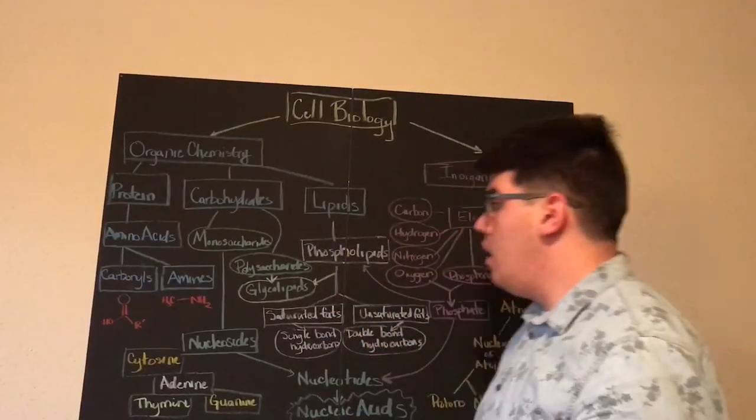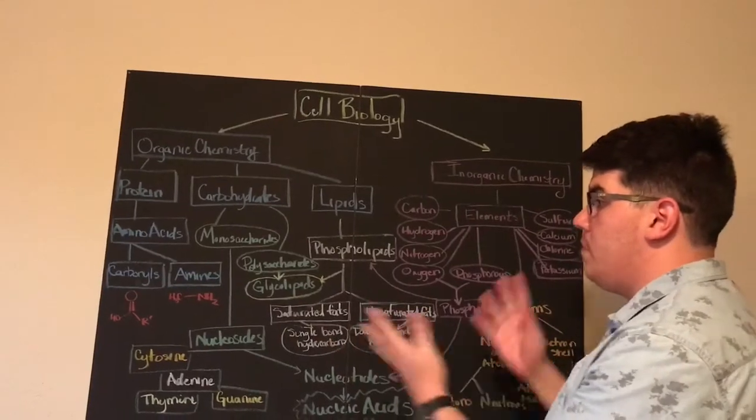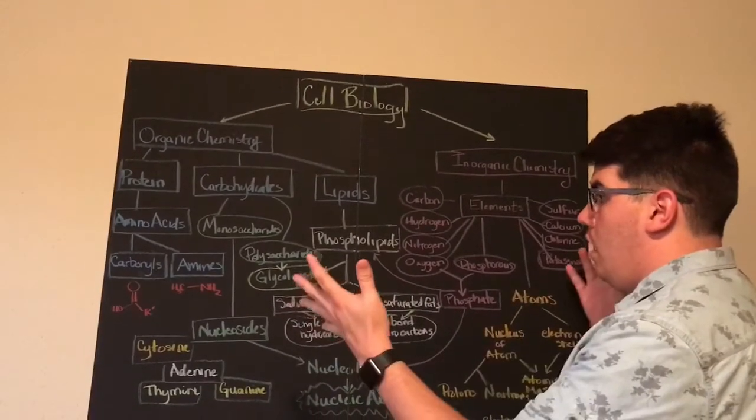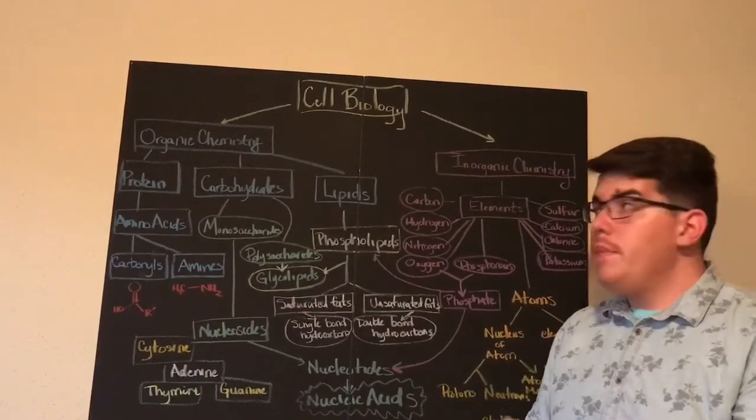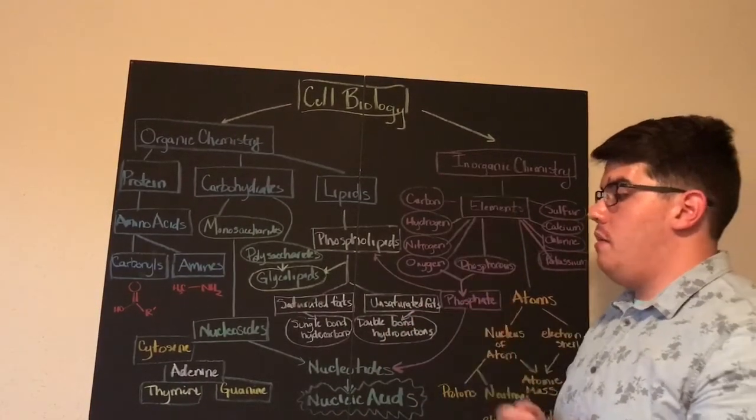And so that concludes my explanation of this concept map. All of it has to do with organic and inorganic chemistry and how it all relates to cell biology.